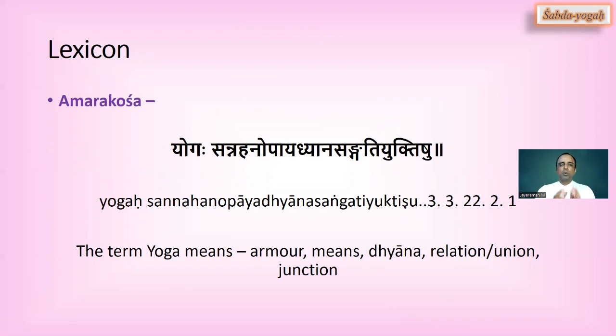Though the lexicon gives five possible meanings, in the context of the Yogasūtra and also yoga literature, it will be wise to focus only upon dhyana and the relation or union. These two are the prevalent meanings in yoga literature. Now, as the lexicon gives all these five meanings, can I say the chitta vritti nirodha is some kind of an armor, some kind of an explanation which says it is an armor from negativity, etc.? Can we call yoga that way?